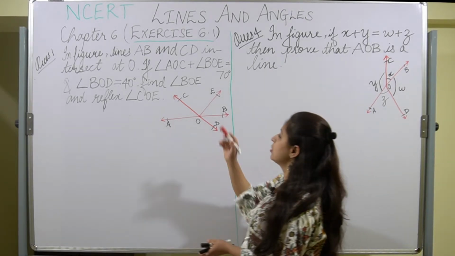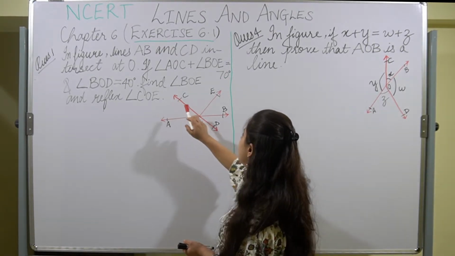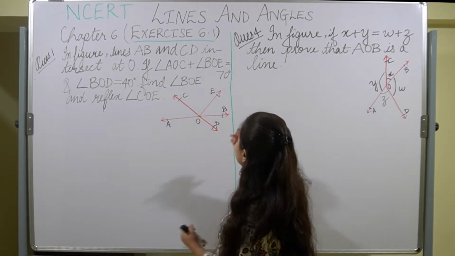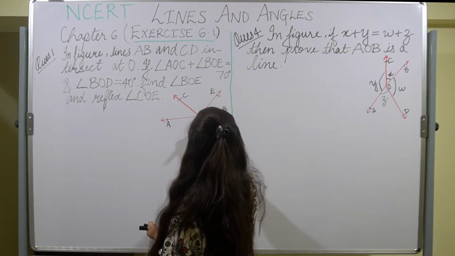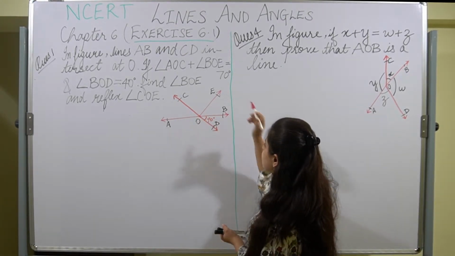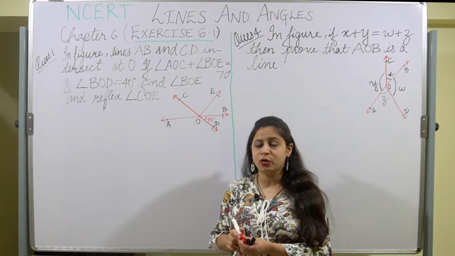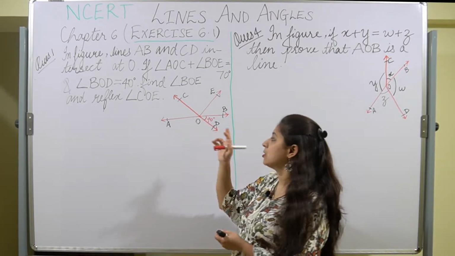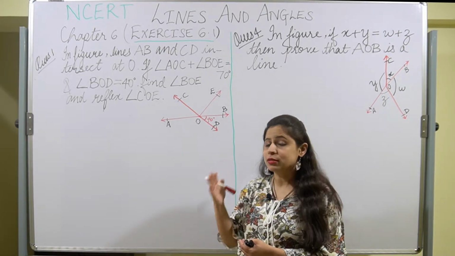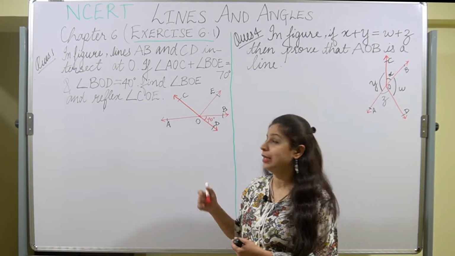It is given that angle AOC plus angle BOE is equal to 70 degrees. Also angle BOD is given as 40 degrees. Now with the help of axiom 6.1, which we have already studied, if a ray stands on a line, then the sum of the adjacent angles is equal to 180 degrees.